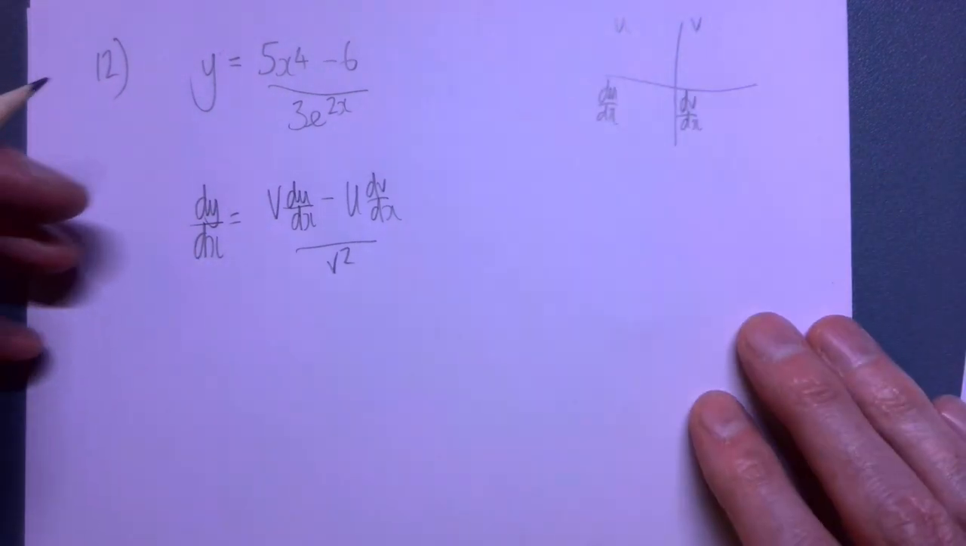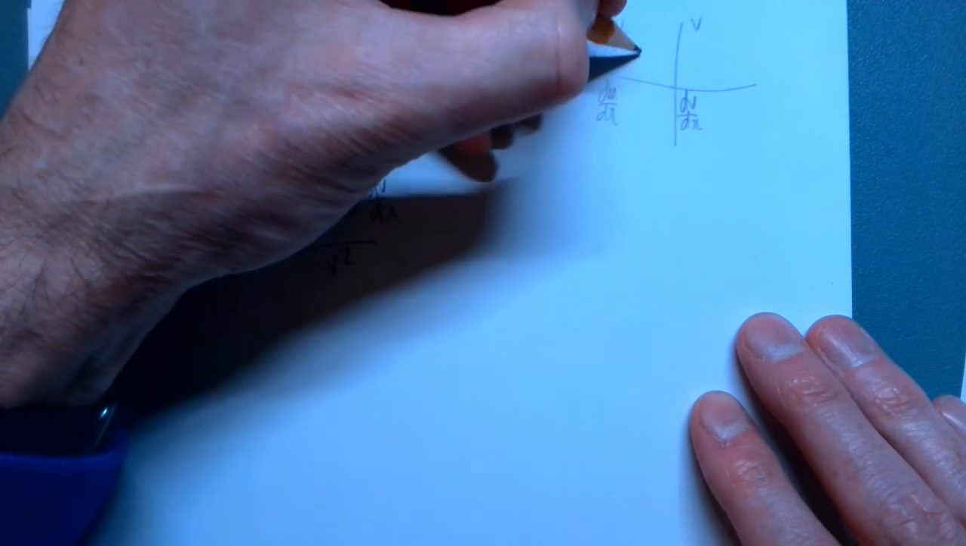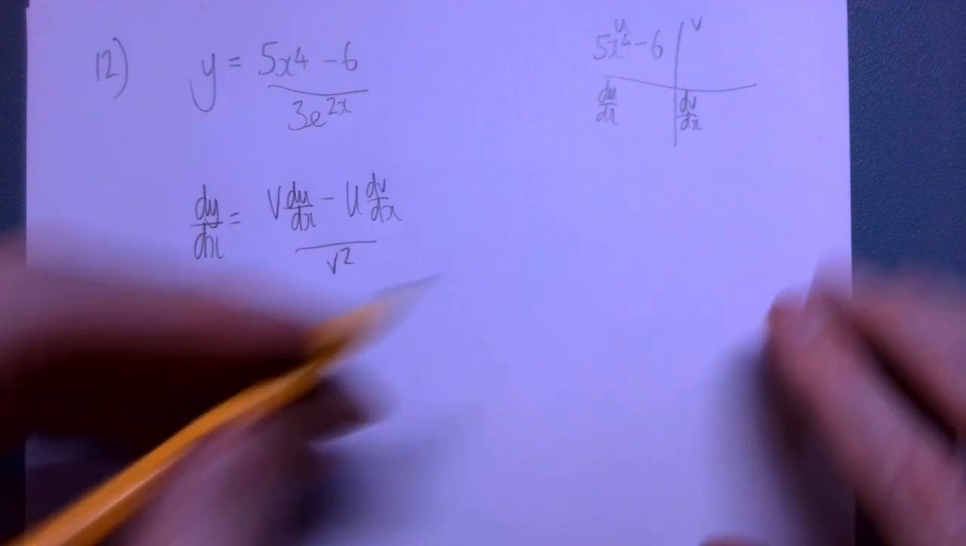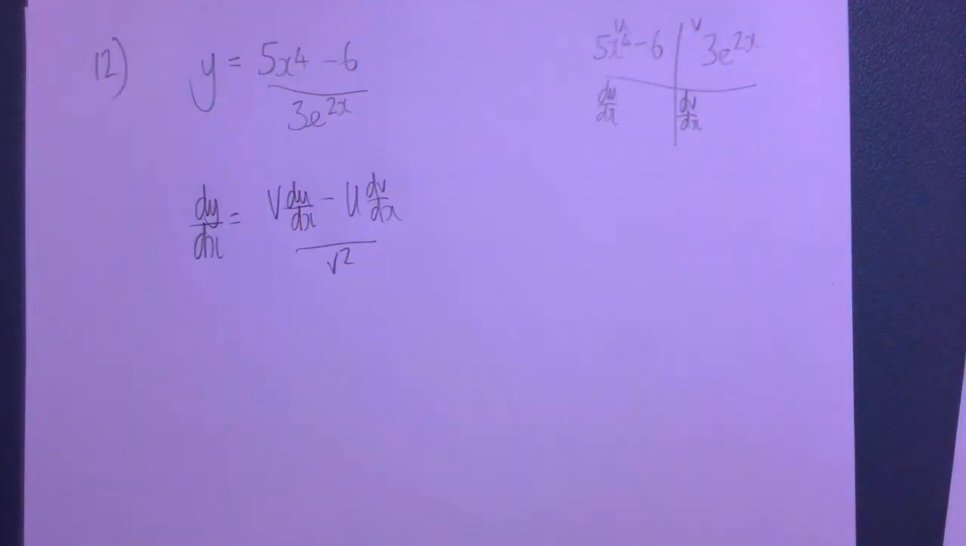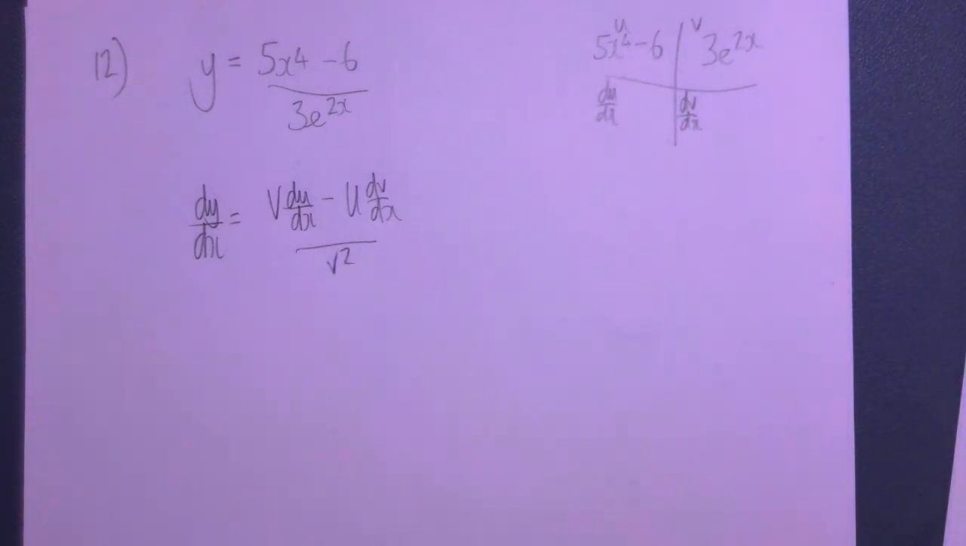So I'm going to have, this is my u, and this is my v, and I'm going to differentiate that and just plug it in there. I'm going to do that. I suggest you pause the video and do the same.